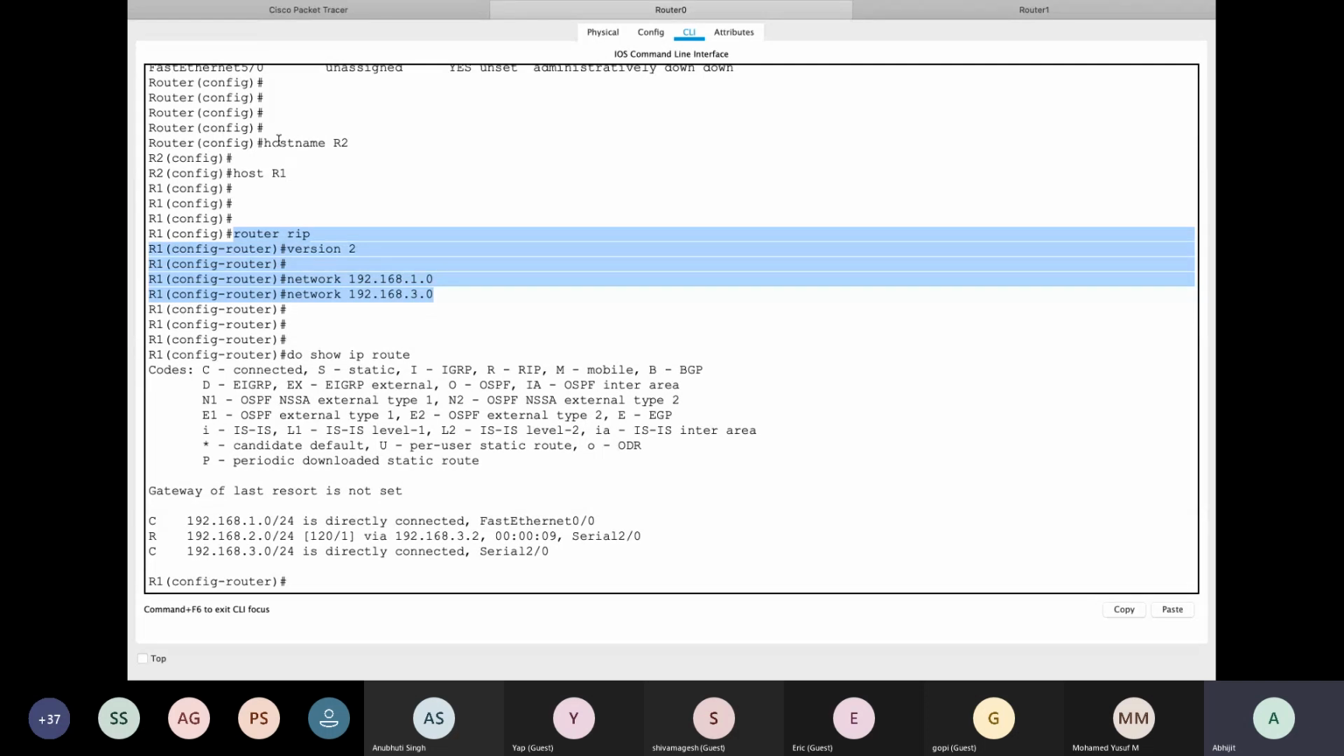So go ahead, try this particular lab up and see if it works for you. I'll give you around 10 to 15 minutes for that, and let me know when you're done. And then we'll move on with the next information that you need to be aware about RIP. Okay, thank you.